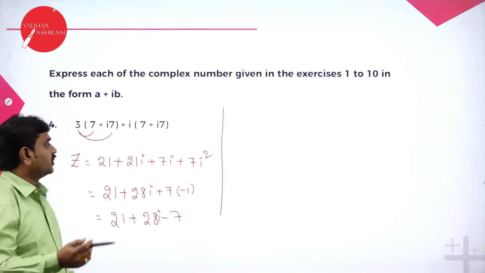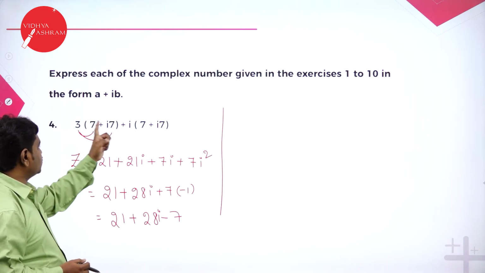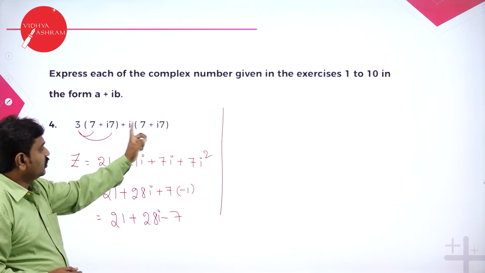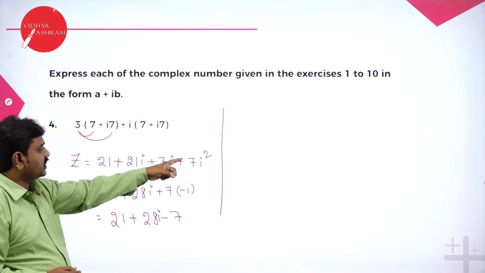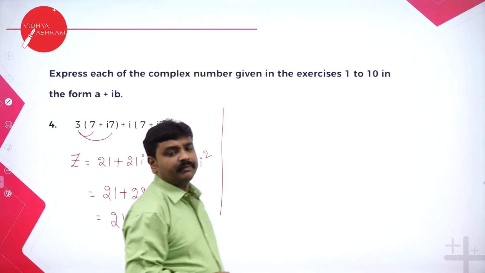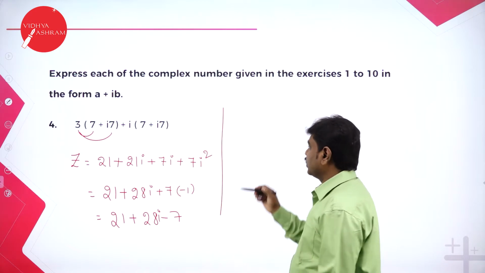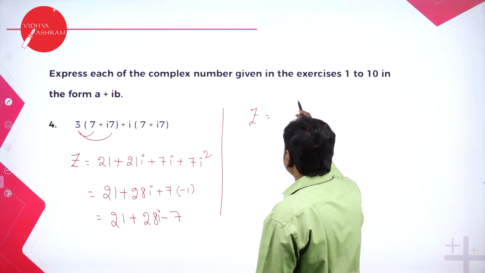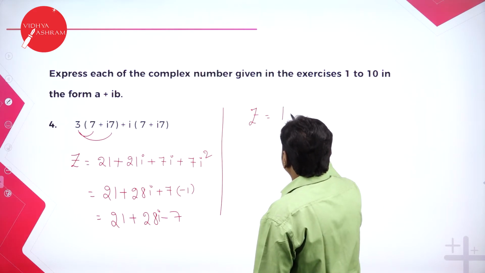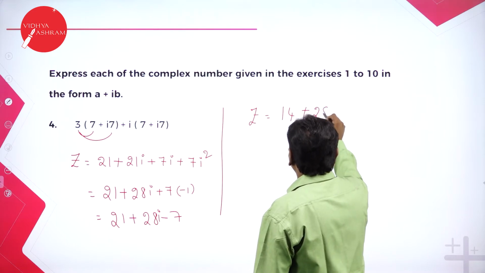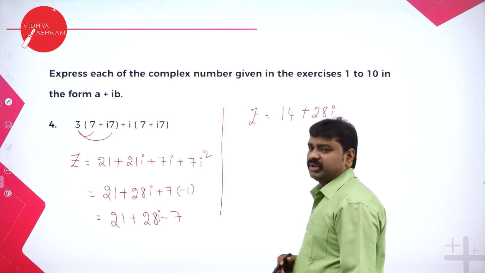So I multiplied term wise. 3 sevens are 21, 3 sevens are 21 into i, 21i. 7 into i, 7i. 7 into i into i square, 7 times minus 1 is minus 7. So now I'll simplify like terms. 21 minus 7, what is 21 minus 7? So z is equal to 21 minus 7, that is 14 plus 28i.